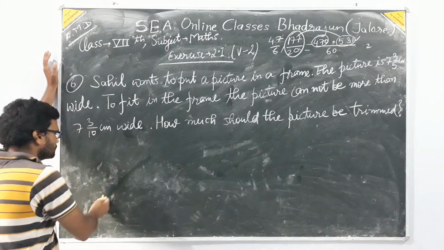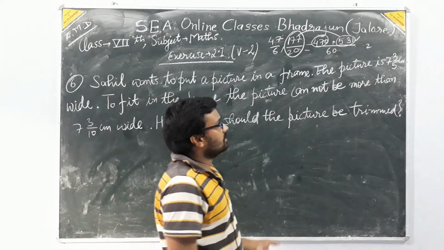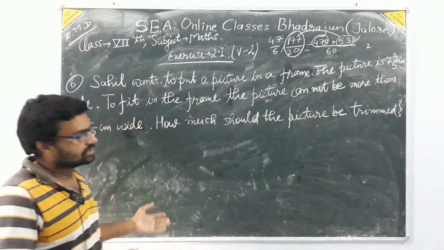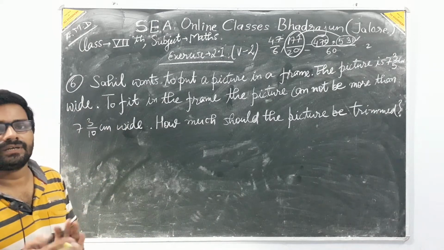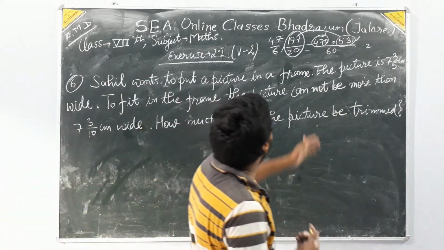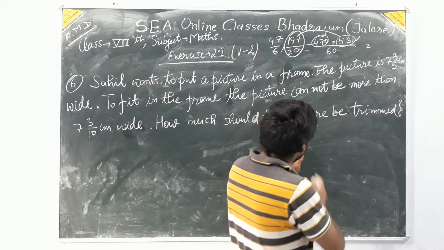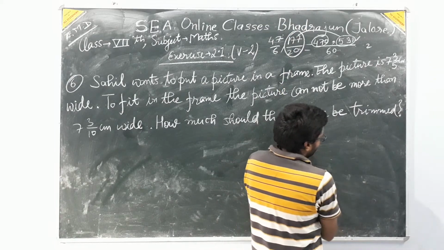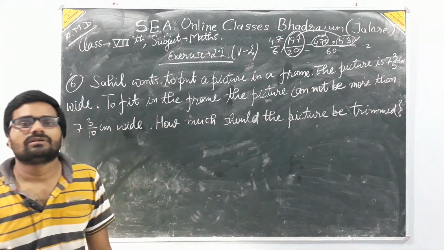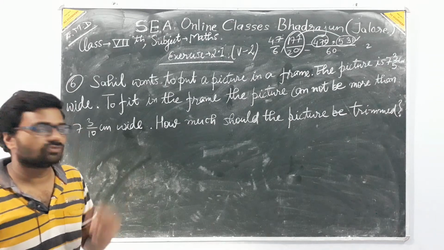So now look at this. Actually, look at this board. If I have a picture of this board size, and we have to put it in a frame which is just up to this point, and this size, then we have to cut out or trim this board up to this length. We have to trim from here, then only we will place this board inside that frame. Same condition is there in this question.